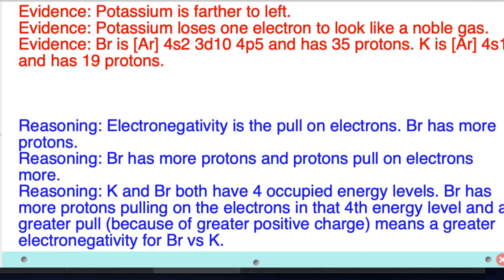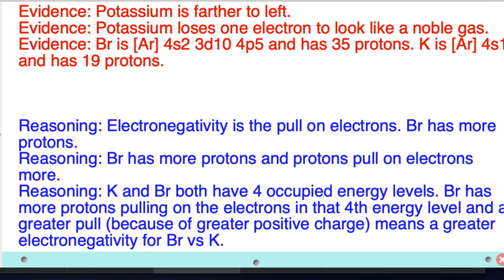Let's look at some reasoning that they could use. Electronegativity is a pull on electrons. Bromine has more protons. Well, that is true, yeah, but that doesn't really connect one to the other. Bromine has more protons. Protons pull on electrons more.